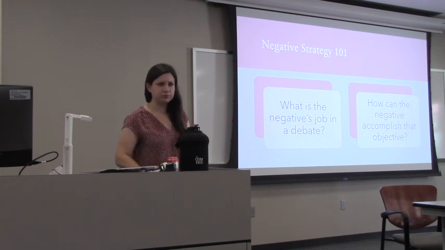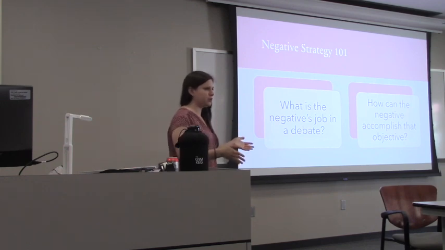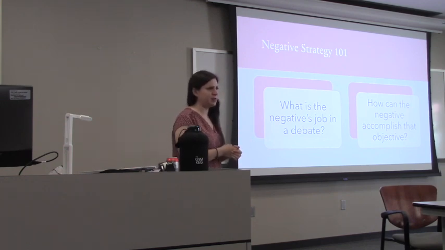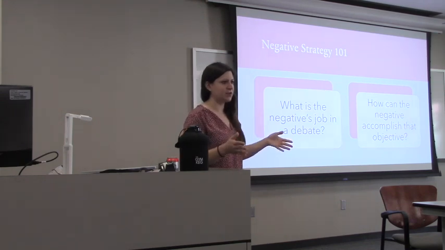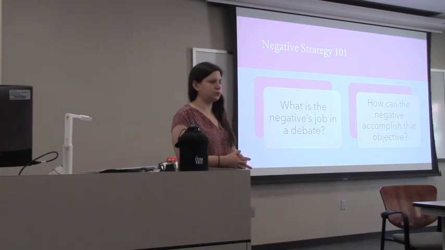Peter? By attacking the affirmative's case, so like advantages, solvency. For sure. So in order to disprove the claims being made by the affirmative, the negative says the things that the affirmative has said on their case are incorrect. That's kind of the category of case defense or case arguments that we often talk about. What else does the negative do in order to do their job?